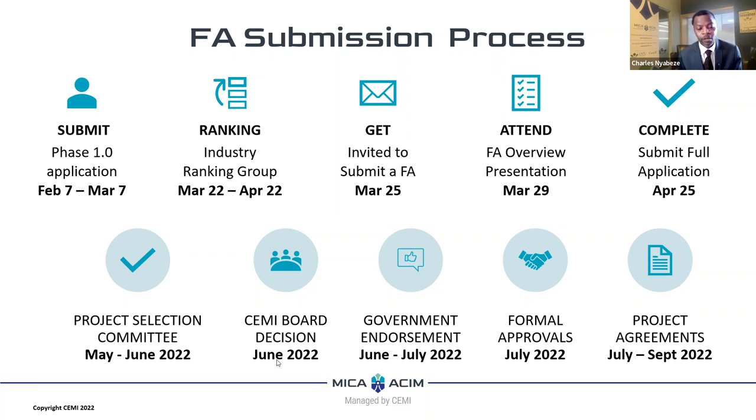So in June, we are expecting that the board of SEMI is going to get some recommendations for what needs to get funded from the project selection committee, which is a committee that's being set aside specifically to do the project selection piece. June to July 2022, we need to then go to the government of Canada and let them know what we are intending to approve so that we can get the endorsement on that. Formal approvals will only come after we have had that meeting with the government to get the endorsement on what we'll be moving forward with.